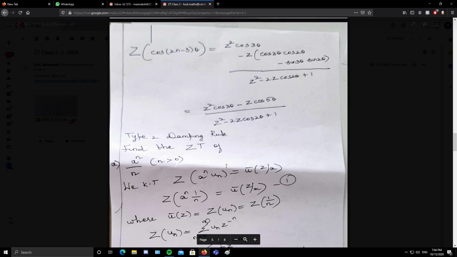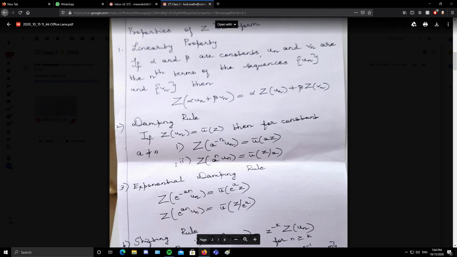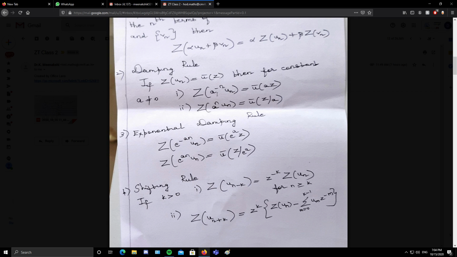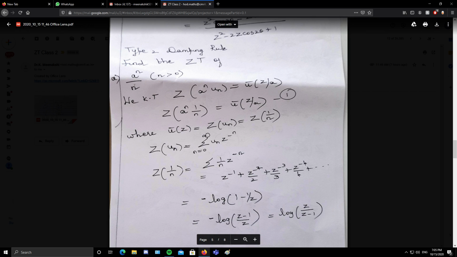Now we will get into the problems using the damping rule. Find the Z transform of a power n by n. What is the damping rule? It will have a product u n with a power minus n or a power n. If you see the problem, it will be either of this type. Z of a power minus n u n is u bar of az. Z of a power n u n is u bar of z by a. So just by looking at the term, you can easily identify the damping rule.